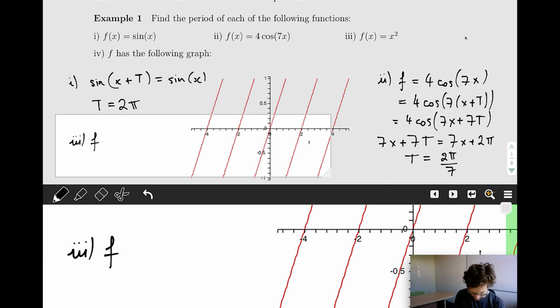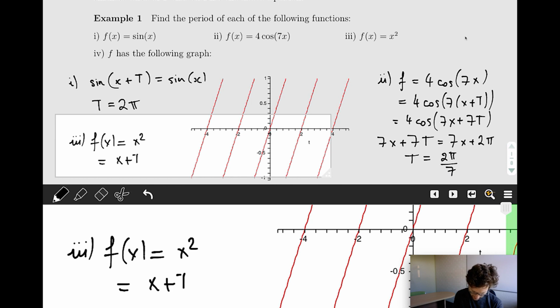This is the function f of x is equal to x squared. Again, I want to find a value of t such that if I replace x with x plus t, these two expressions are the same, no matter what the value of x is. So while there might be some values of x for which this is true, this expression here is not going to be true for every value of x.